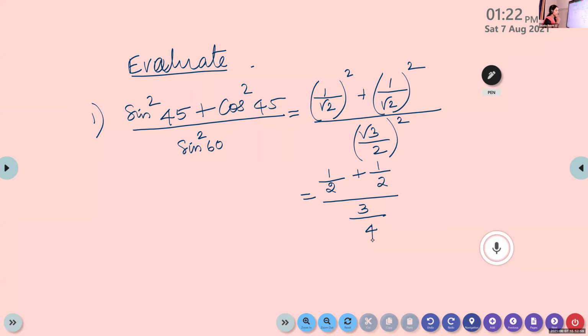So 1 by 2 plus 1 by 2, half plus half? 1. So 1 by 3 by 4, isn't it? That is the same as 1 into 4 by 3. Yes, it is 4 by 3. If we know the values, we can substitute them, simplify, and give the answer easily.